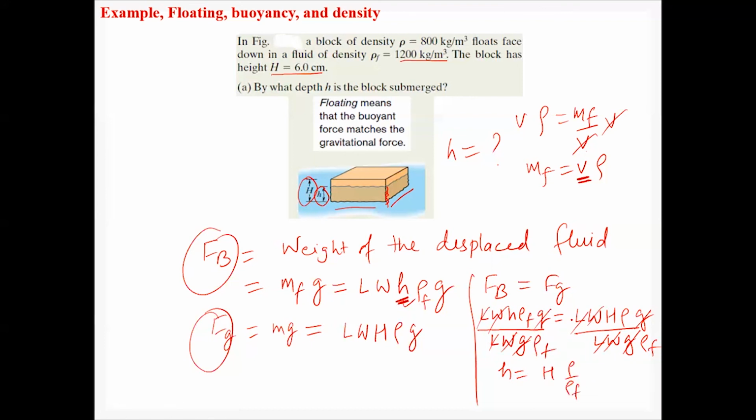Okay. So what is your H? H is 6. What is your rho? Rho is 800. What is your rho f? 1200. So if you multiply this, then you end up getting 4 centimeters.